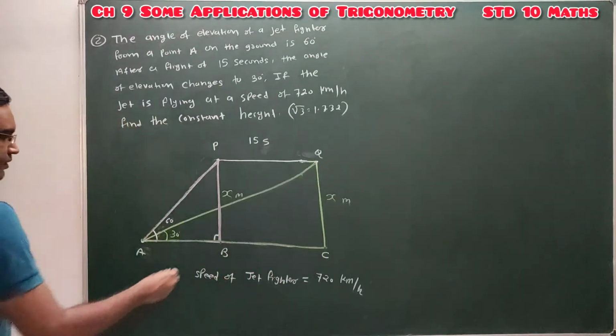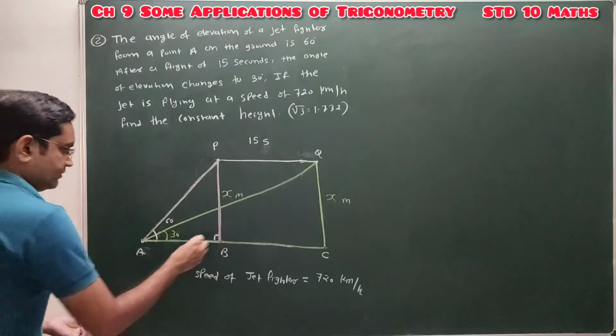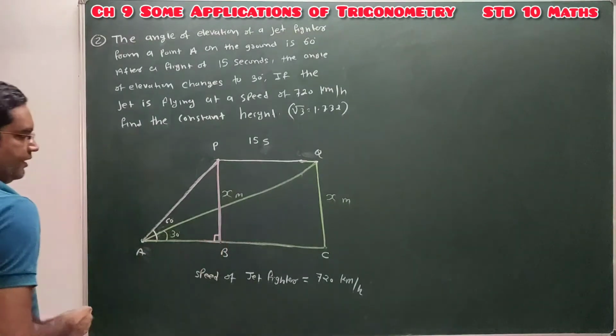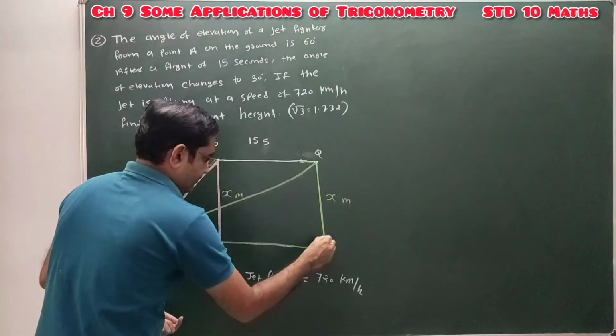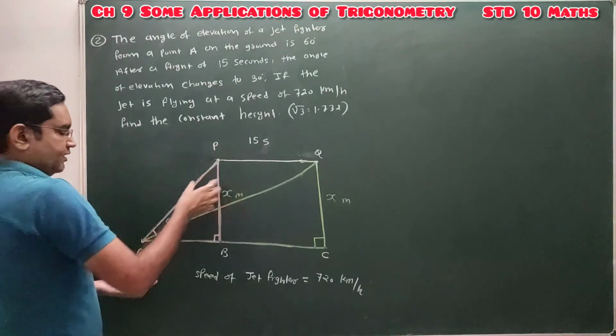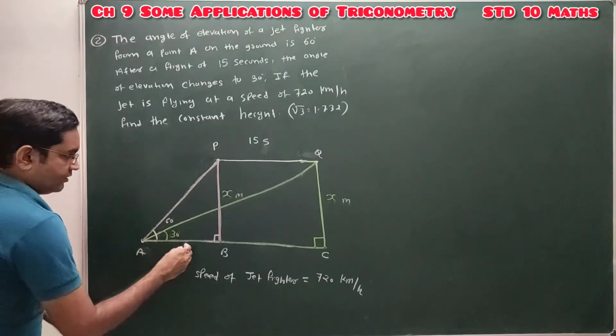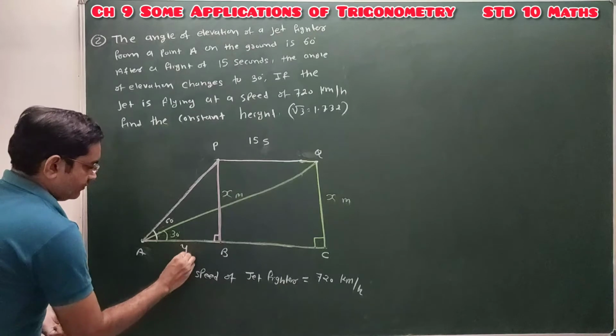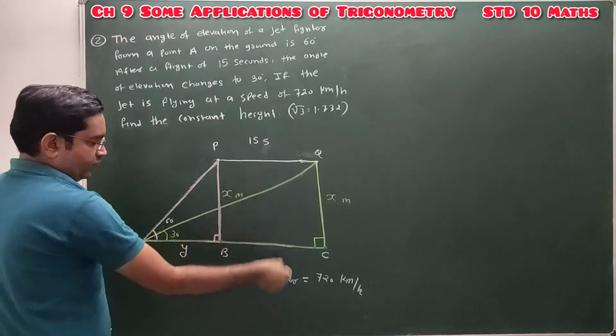Done. This is 90 degree for this pink right angle triangle, and this is 90 degree for this green right angle triangle. Let's assume the constant height is x and this distance is y, and this distance we can obtain from this speed.